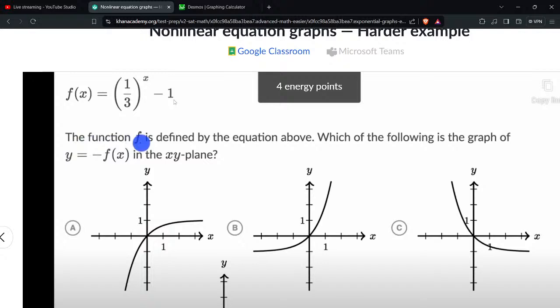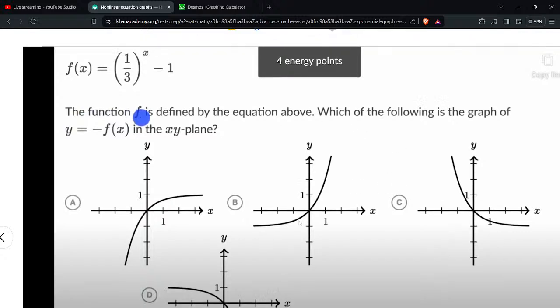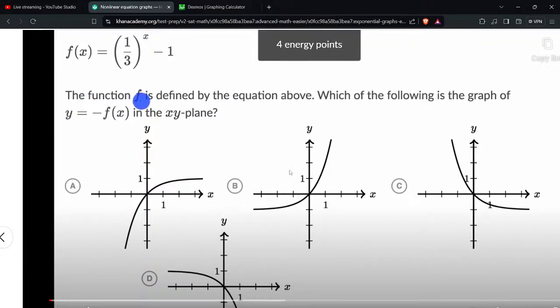So first of all, 1 by 3, right? So it's 1 by 3, so it's definitely decreasing. So both of these, A and B, are wrong. So it's either between C and D. Whether it goes upwards or not. Okay, that's the x, y, z stuff. That's a variable right there.